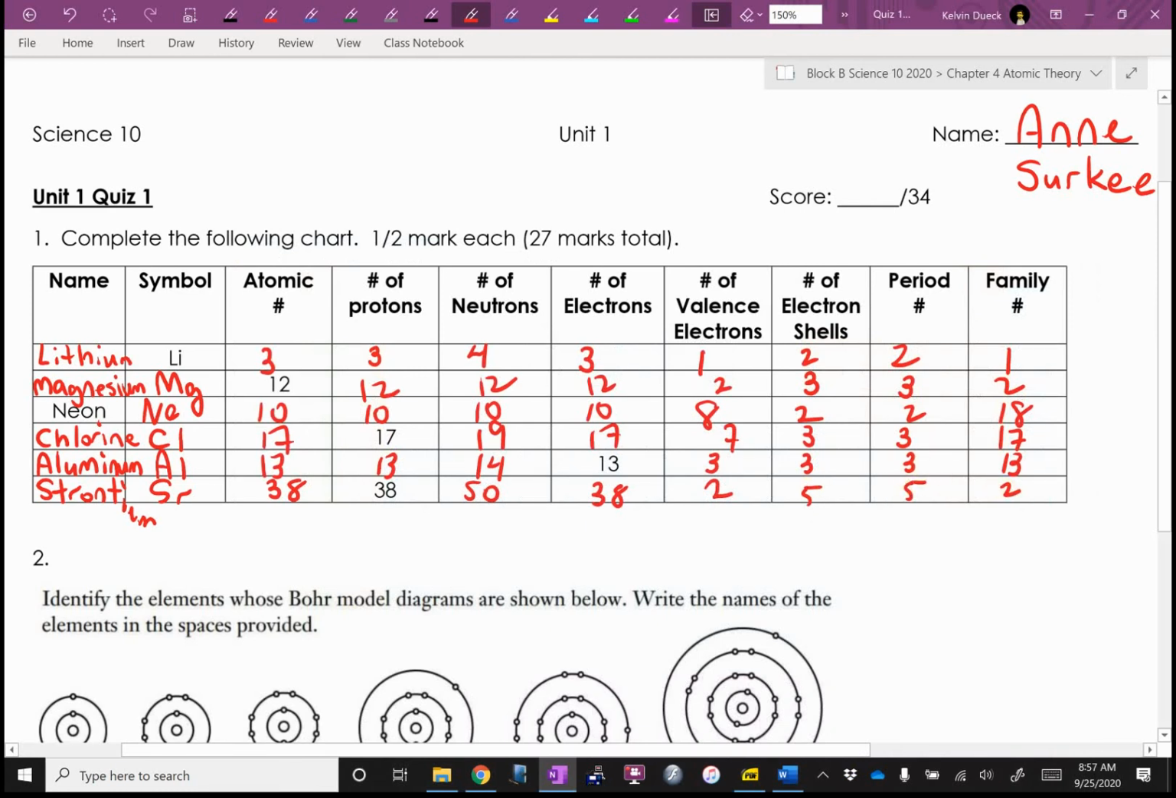So to give yourself a score, this chart is out of 27. Take a half mark off for each one you got wrong is probably the easiest way to do it. That's why it says half mark each. Or the other way is just add up everything you got right and divide by 2. You might have a decimal. Okay.